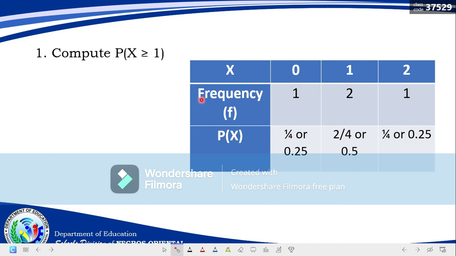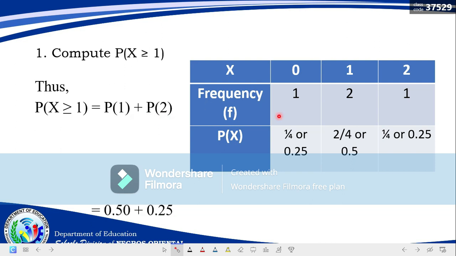So if you are asked to compute x greater than or equal to 1, this is now the solution. Thus, the probability wherein x is greater than or equal to 1 is equal to P of 1 plus P of 2. Our P of 1 is 0.5, and our P of 2 is 0.25. So we're going to add those two, and our answer would be 0.75. I hope that you're able to get how to solve this probability where x is greater than or equal to 1 based on the table.